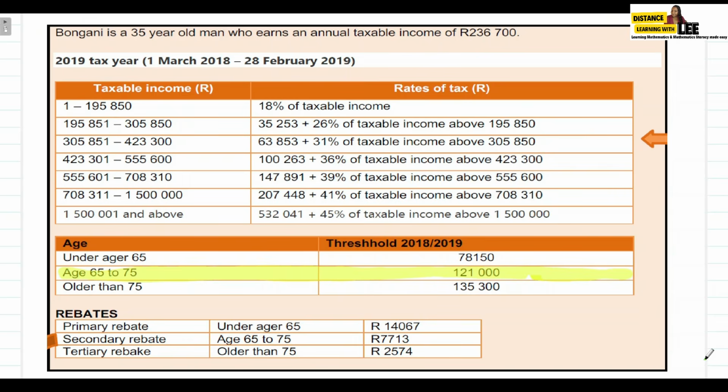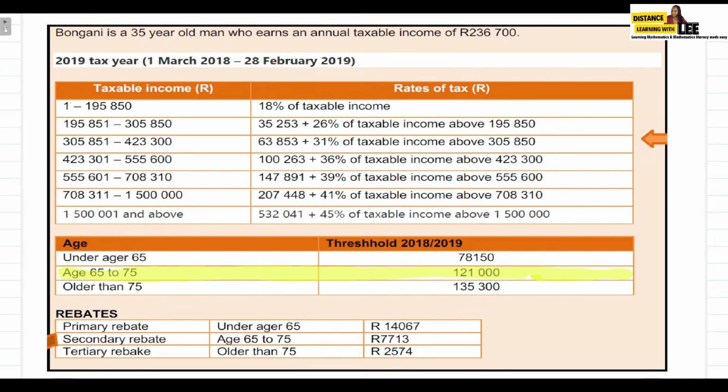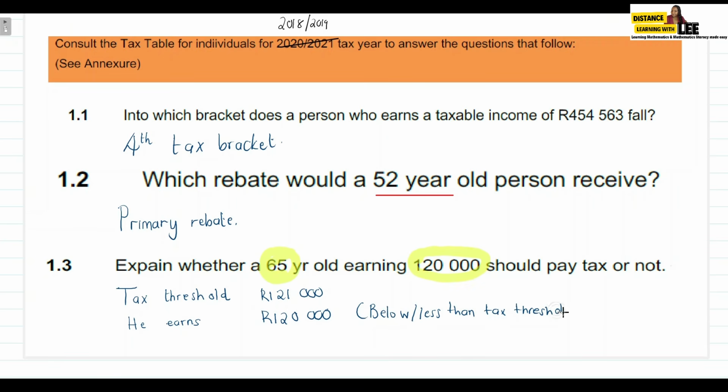In this case, we are told the 65-year-old earns 120,000, and 120,000 is actually less than 121,000. So that tells us that he doesn't have to pay tax. The tax threshold is 121,000. He earns 120,000, and this amount is below the tax threshold. Therefore we can conclude that he doesn't have to pay tax.